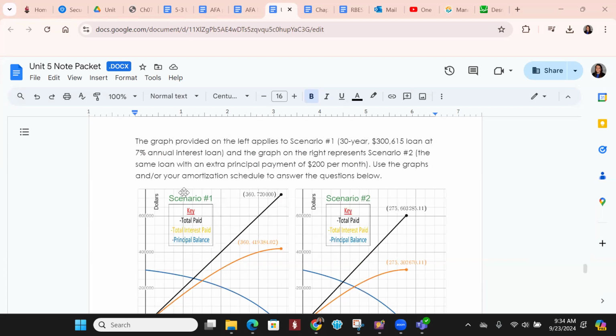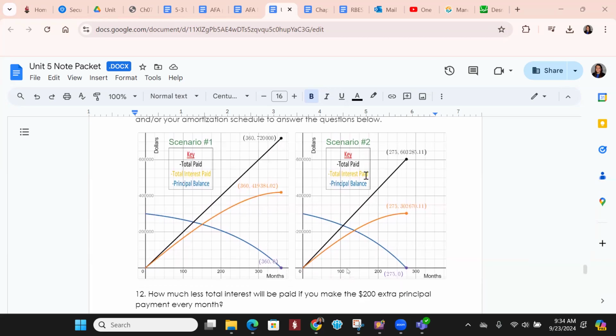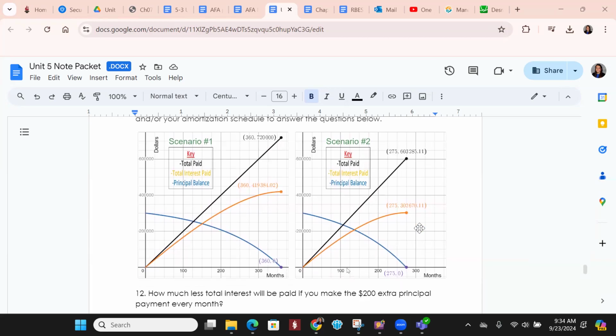Use the graph to answer the questions below. Okay. So looking at it, I know yours isn't color coded. Okay, so look at the one on the board. Your total paid is in the black. Okay, blue is your principal balance. That is decreasing as you're going along. Your total interest paid is increasing just a little bit. Okay, it's not growing as fast as your total paid.